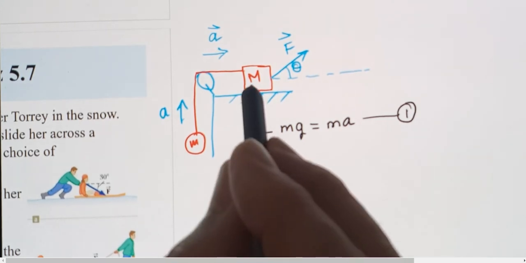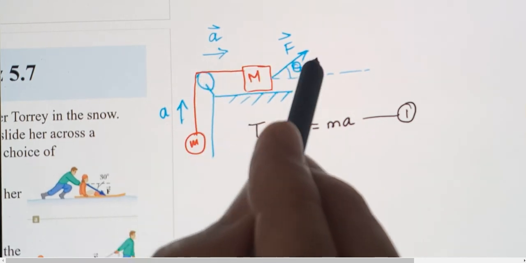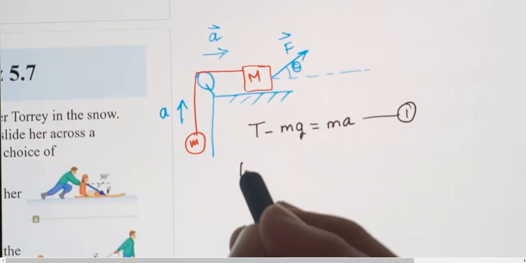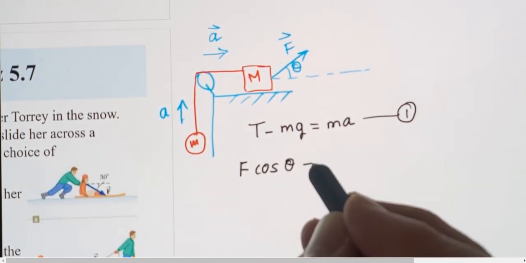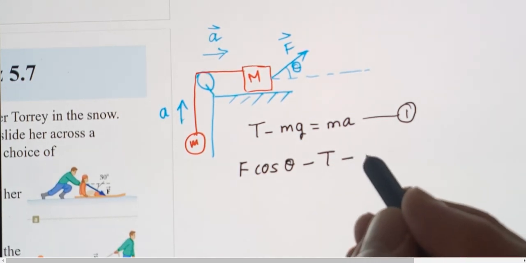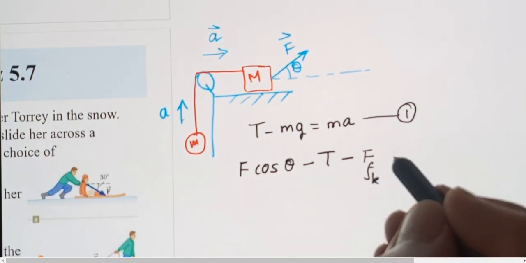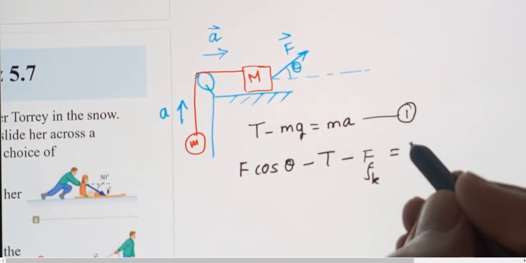Now for the big object, we know that it's moving in this direction. So that means F cosine theta minus tension minus friction, and friction is kinetic, is equal to Ma. Sorry.